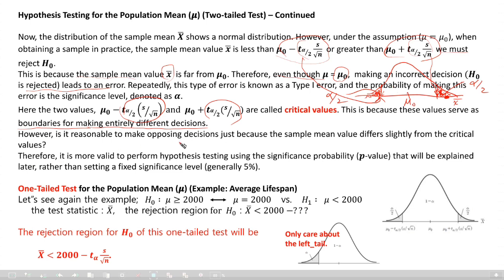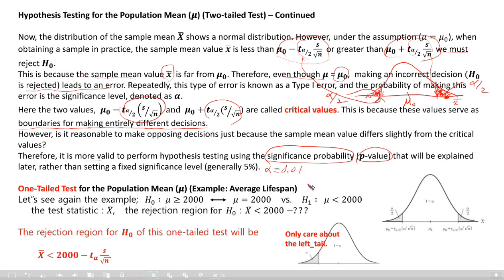Therefore, it is valid to perform hypothesis testing using the significance probability. Significance probability is a new terminology, called the p-value, which will be explained later, coming soon, rather than setting a fixed significance level, say alpha. Alpha equal to 5%, something like that. So alpha is not always 5%, sometimes 0.01.